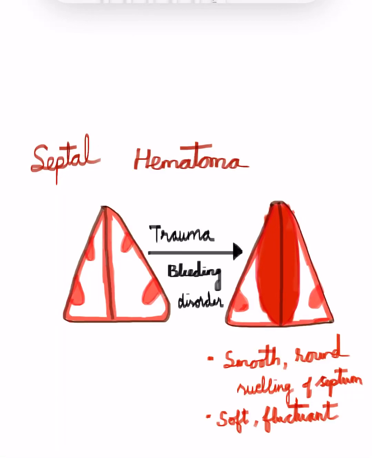Let's learn about septal hematoma. Hematoma means collection of blood, whereas septal hematoma means collection of blood in the septum. This is a diagram showing a normal septal mucosa. This is a normal nasal septum mucosa along with the septal cartilage. When blood collects in between the nasal mucosa and the perichondrium or periosteal layer of the septum, it is called septal hematoma.